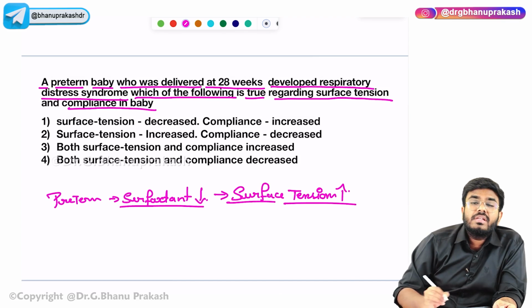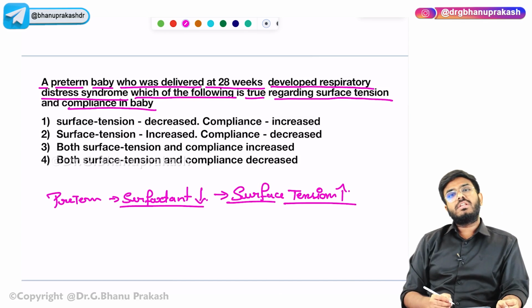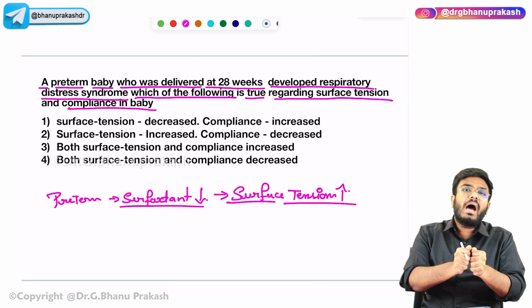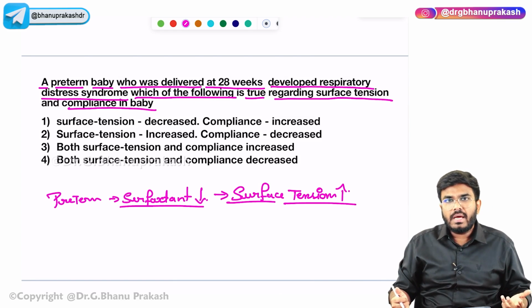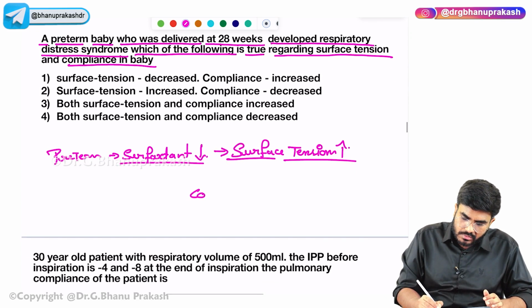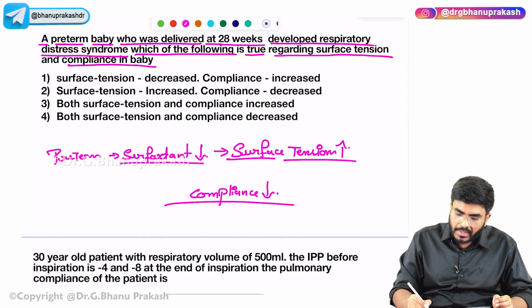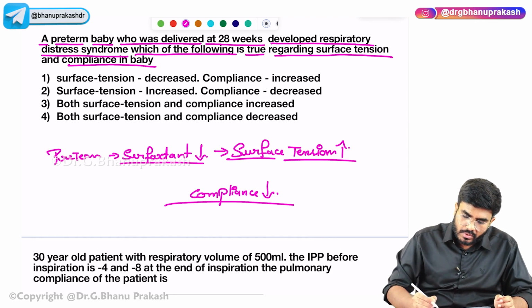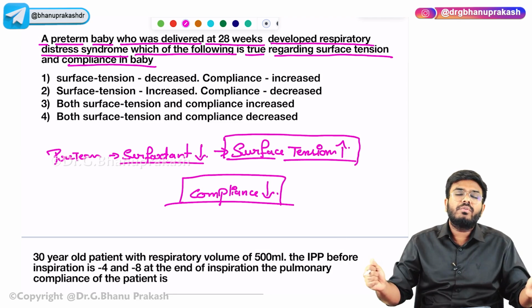Whenever there is more surface tension, it is a collapsing force. When surface tension is more, collapsing forces and recoiling forces are more, so it will be hard for you to stretch the lung. So what happens to the compliance? Sorry, compliance is going to decrease. You know that compliance and surface tension are inversely proportional, right? So when surface tension increases, compliance decreases. It's hard for you to stretch the lung.